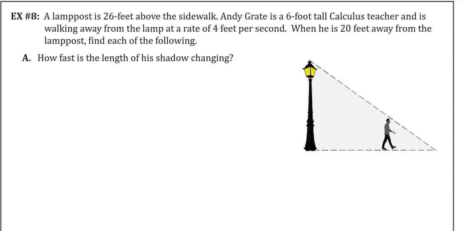The first thing is we want to know how fast the shadow length is changing. So let's label some things in our picture here. We know that the lamppost is 26 feet tall.